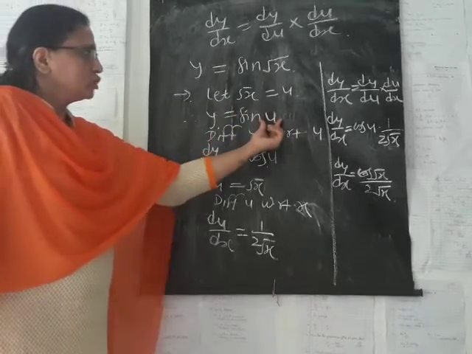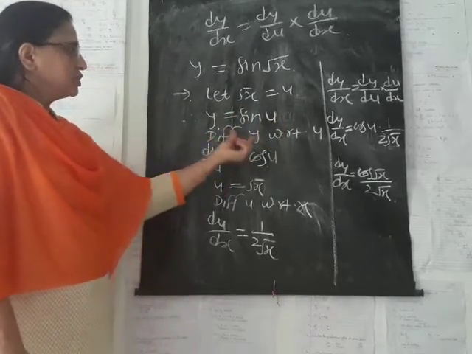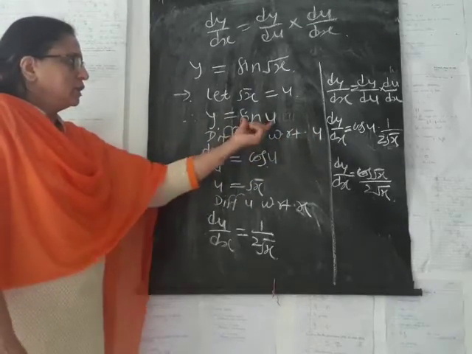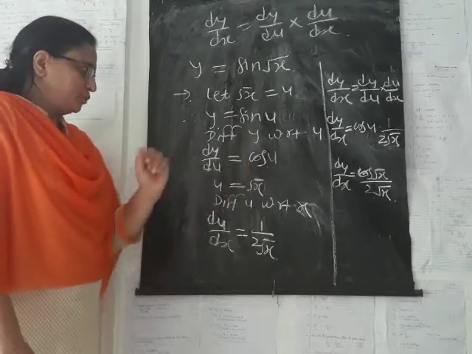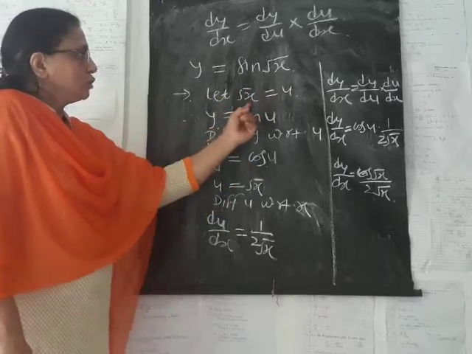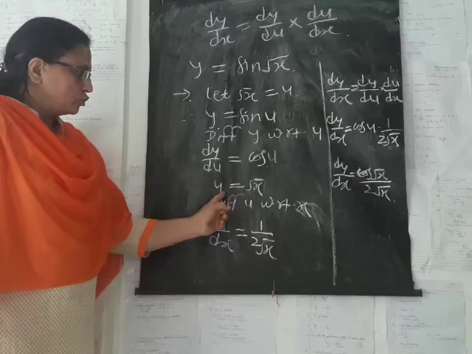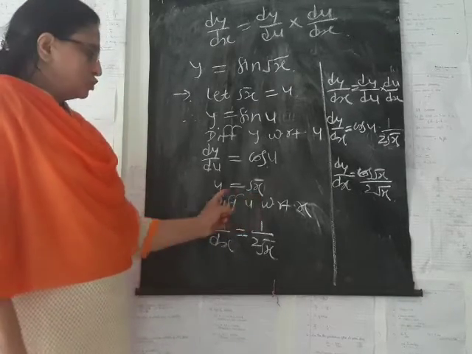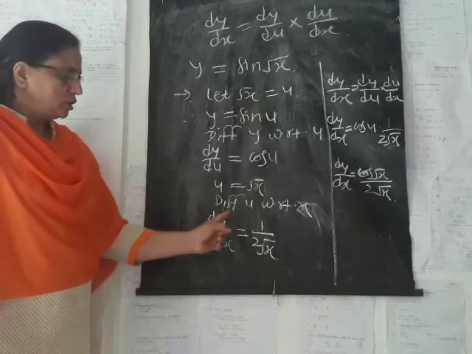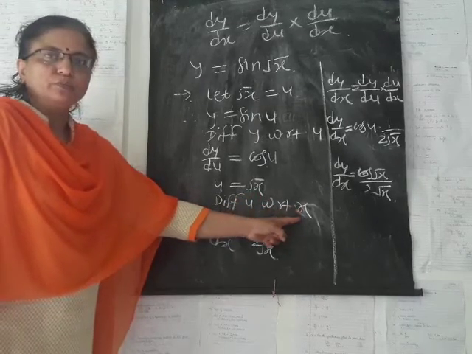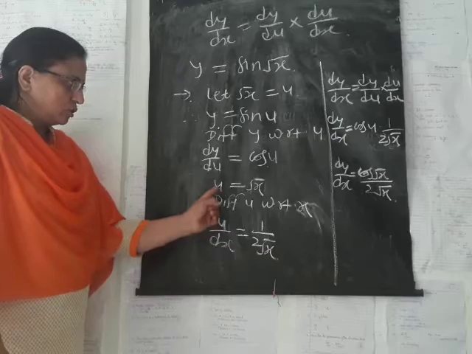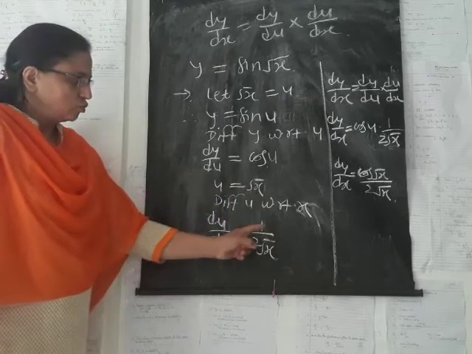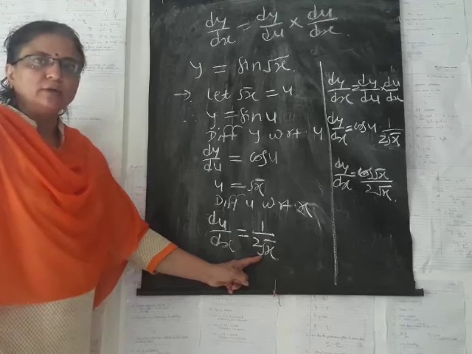Means here y is a function of u. So differentiate y with respect to u. So it is dy by du. Derivative of sine u is cos u. Then u is equal to under root x. u is a function of x because here we put under root x as u. So differentiate u with respect to x. So du by dx is equal to, what is derivative of under root x? 1 upon 2 under root x.